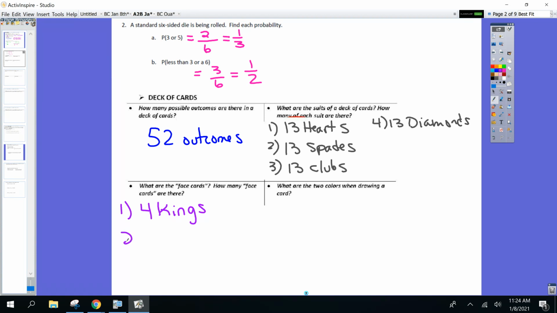Another face card is called a queen. And you have 4 queens in a deck of cards, 1 for every suit. And then there's one other type of face card, and that's a jack, 1 for every suit. Okay, so that's what's considered a face card in a deck of cards. Kings, queens, and jacks.